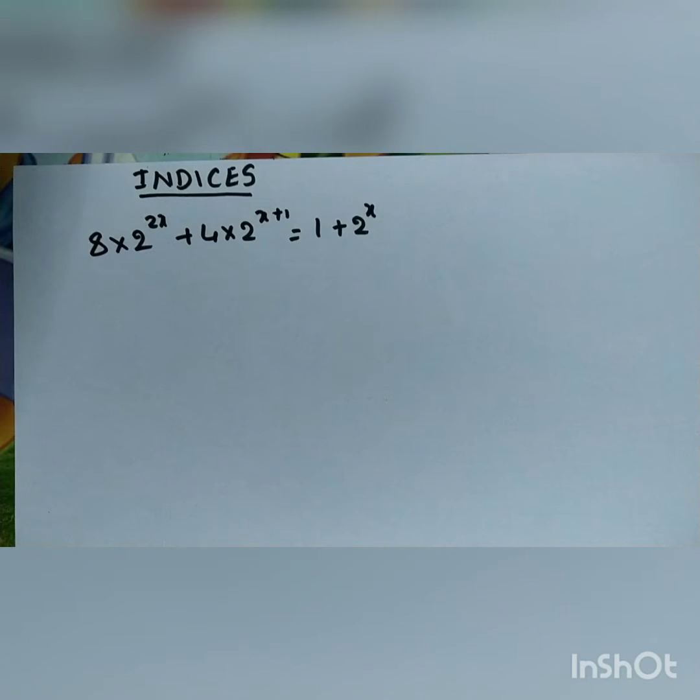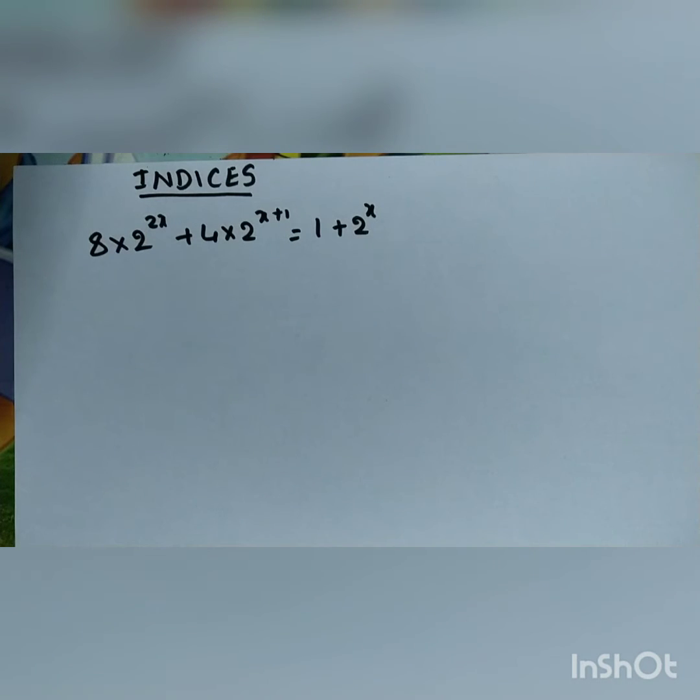First understand this sum. In this particular problem there is one variable x and you need to find the value of x. There are totally 4 terms here. The first term is 8 multiplied by 2 raised to the power 2x. The second term is 4 multiplied by 2 raised to the power x plus 1. The third term is 1 and the fourth term is 2 raised to the power x.